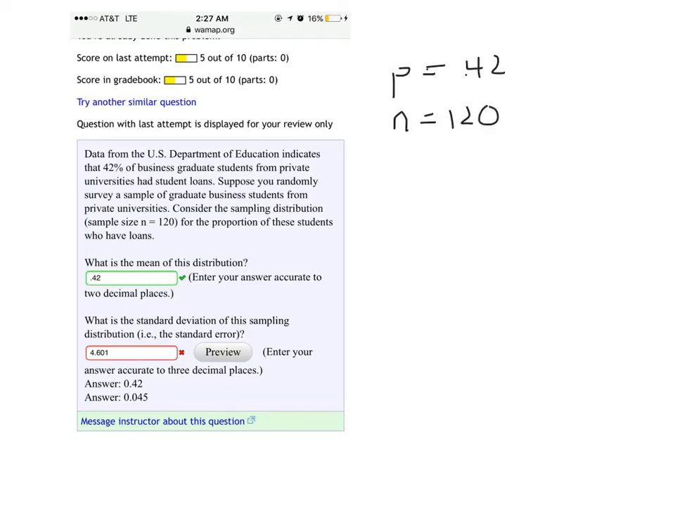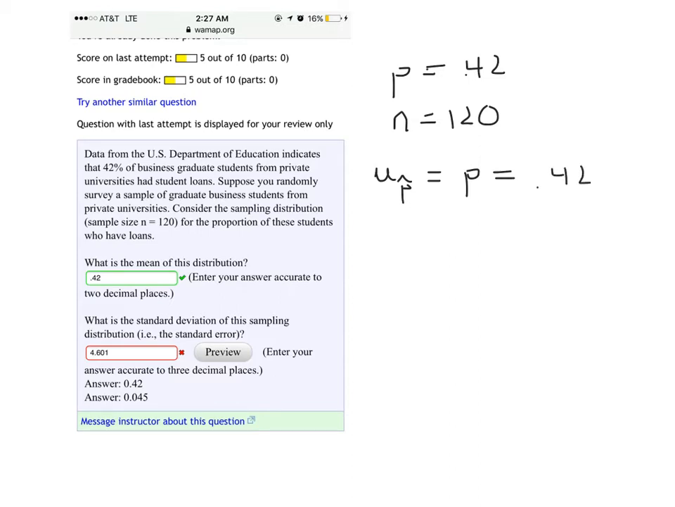What is the mean of this distribution? Well, the mean of the distribution, typically denoted mu sub p hat, is always equal to the true population proportion. So in this case, 0.42.